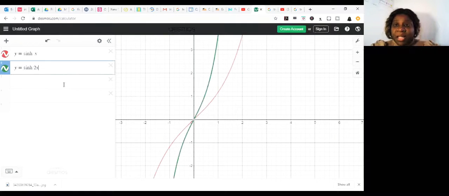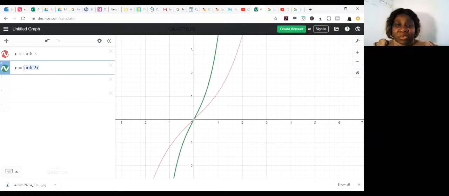2x, you can see that has made the steepness smaller, yeah? It's still going through the same point, but it's gone halfway in between. So you need to be playing with this now. It's taking it halfway in between the two of them here, and between that one and that one is halfway in between. Still touching 0, yeah? So that's y is equal to sinh 2x.